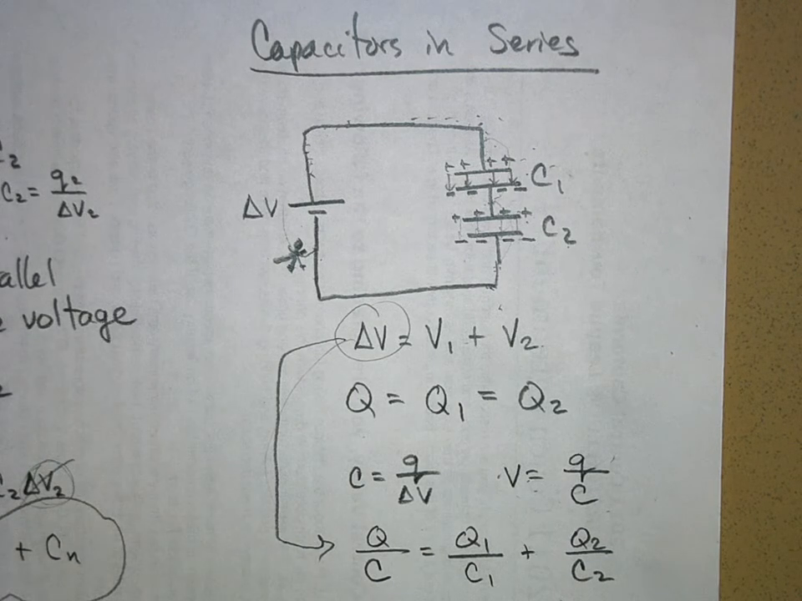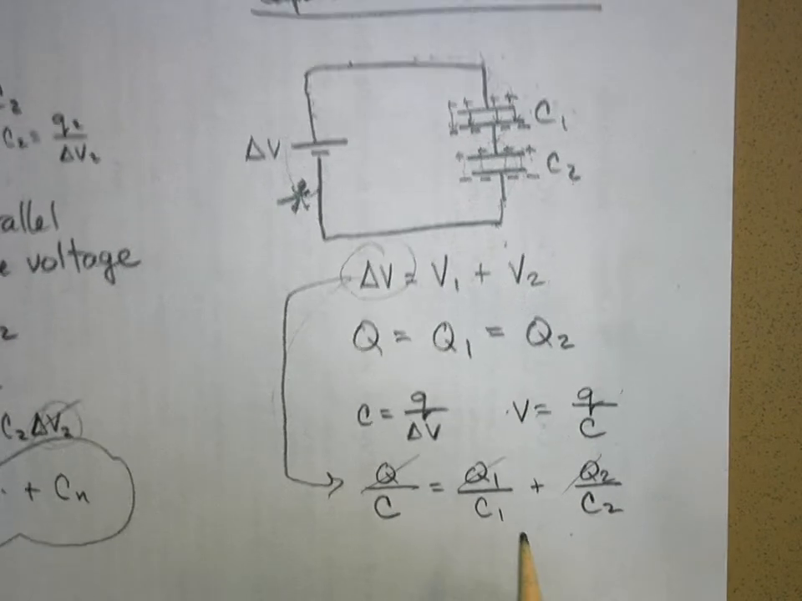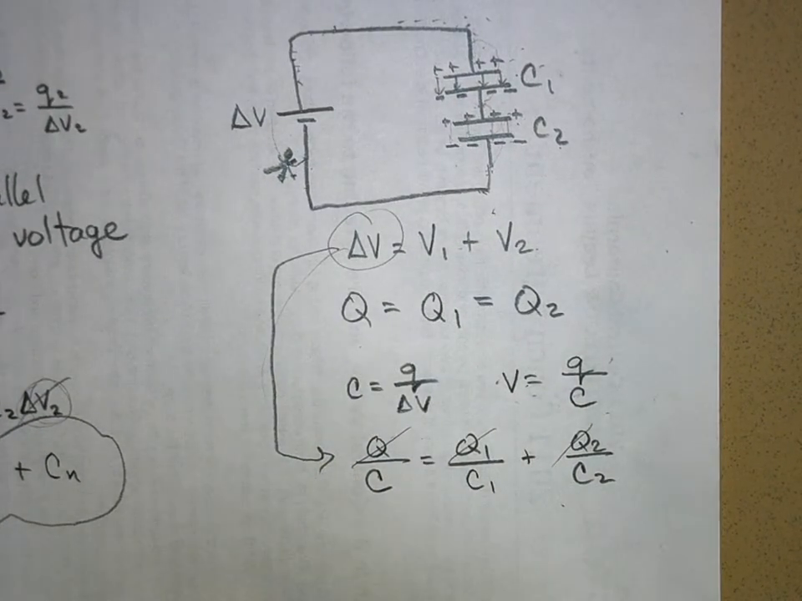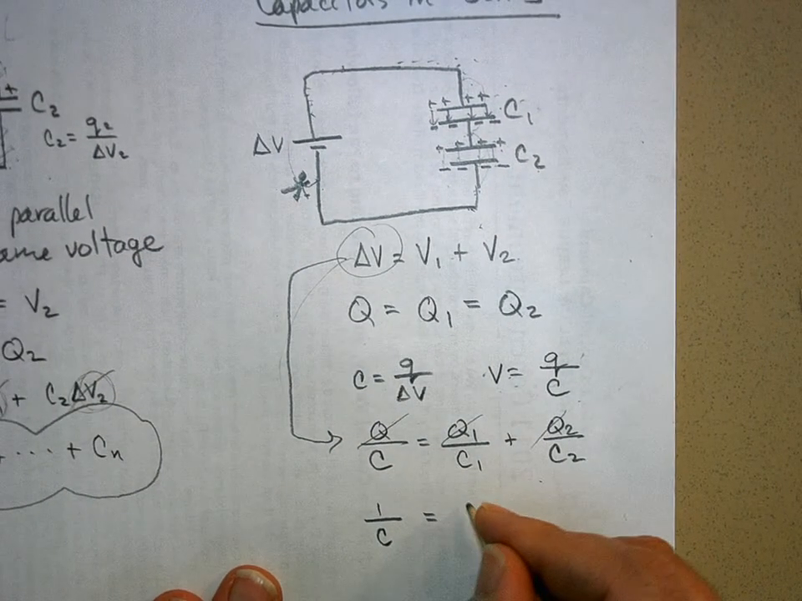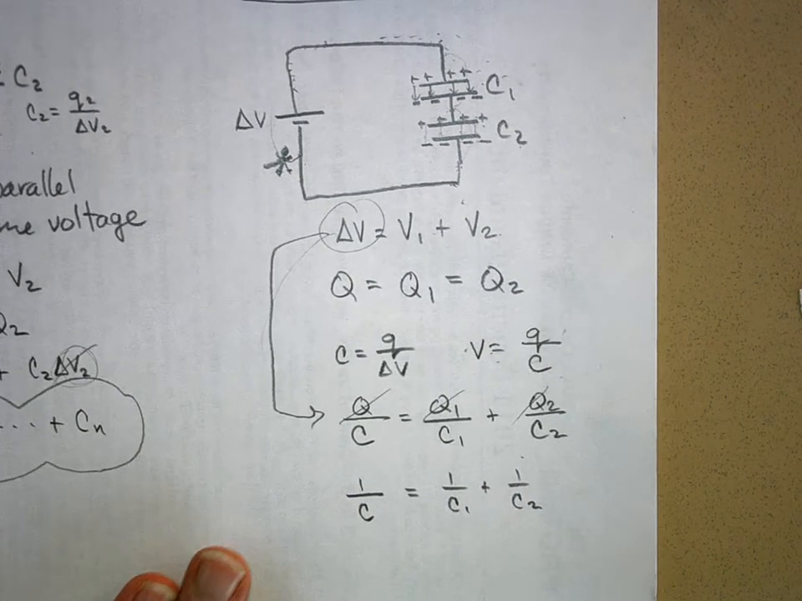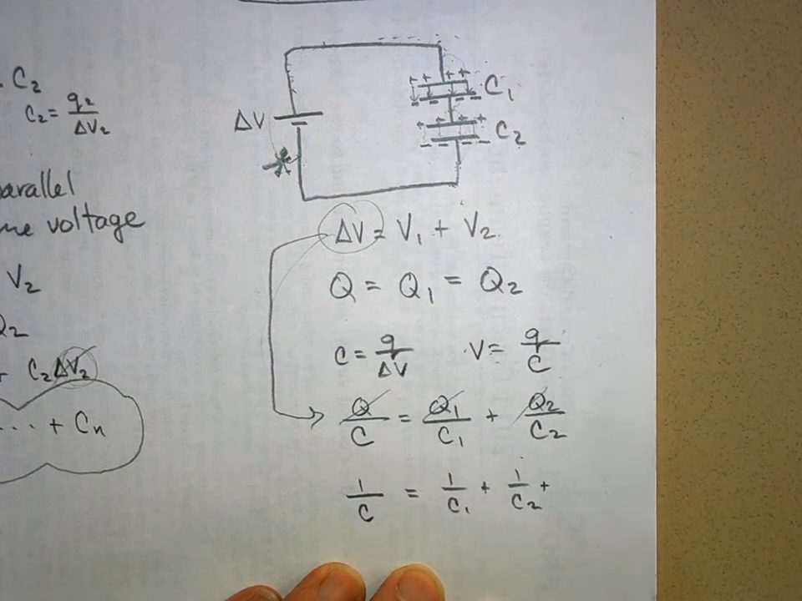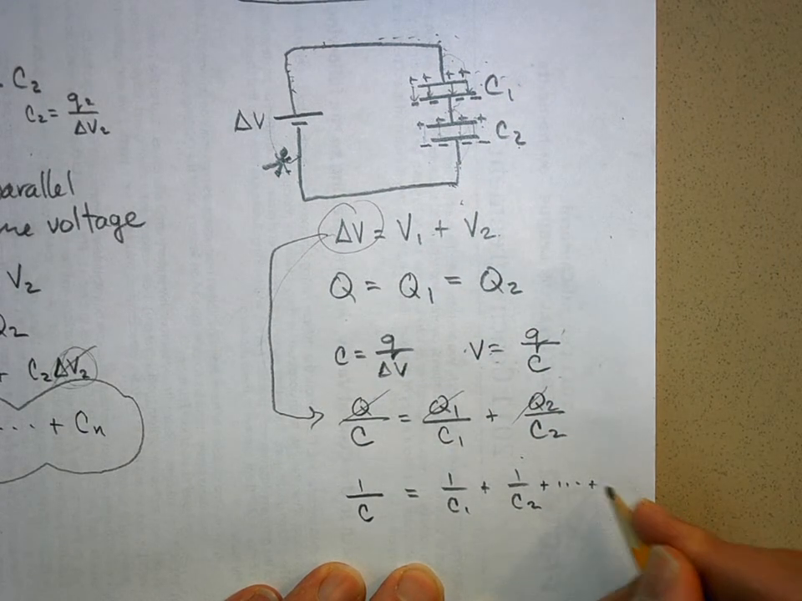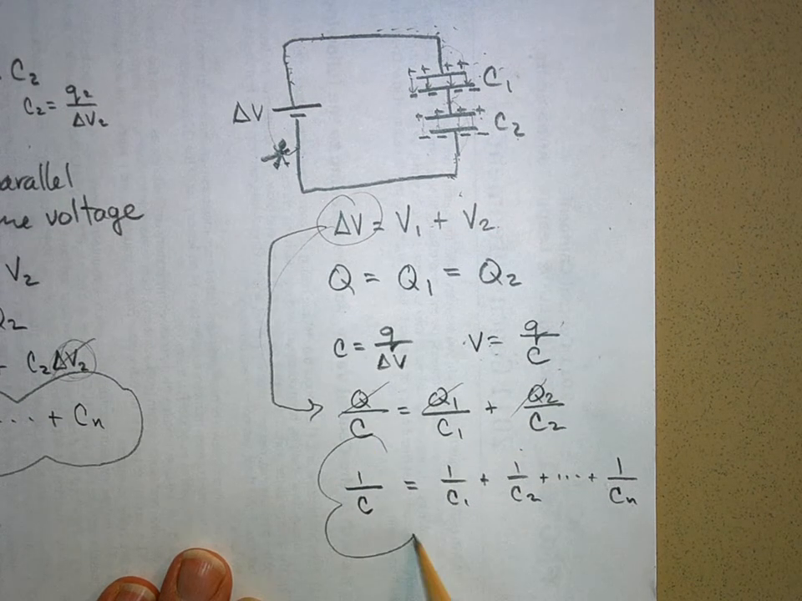But what's the same? What cancels out? The charge is the same for capacitors in series. So this cancels out of the equation, and you get the equation for the equivalent capacitance. It's 1 over the equivalent capacitance is equal to 1 over C1 plus 1 over C2, plus, I could put as many capacitors in series as I want. And this is the equation you use to determine the equivalent capacitance.